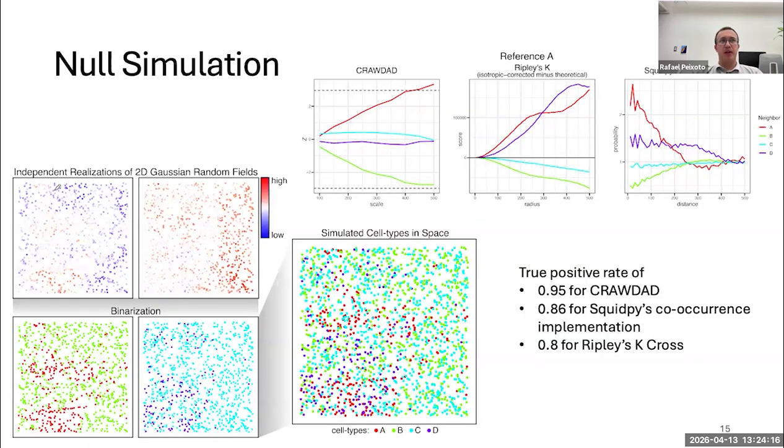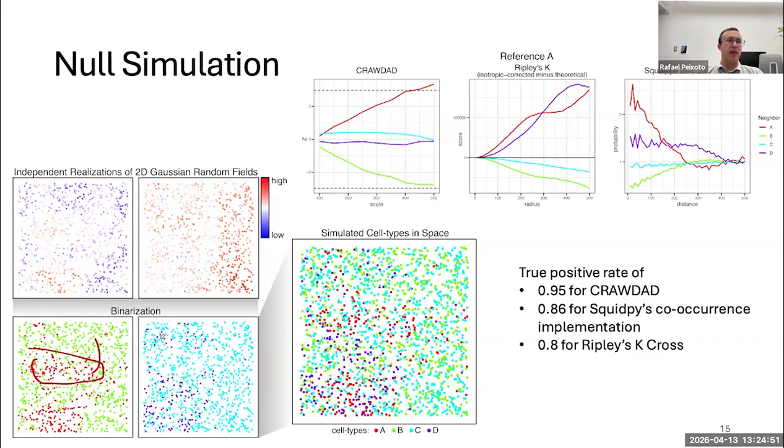We also performed an analysis in a null simulation. So we simulated Gaussian random fields. Each point has a value, and it can be a high value or a null value. And then we binarize this data. So you can see that high values will be associated with one cell type, low values will be associated with other cell types. And in this case here, we have four cell types. If the cell types came from the same simulation, they should be separated from each other.